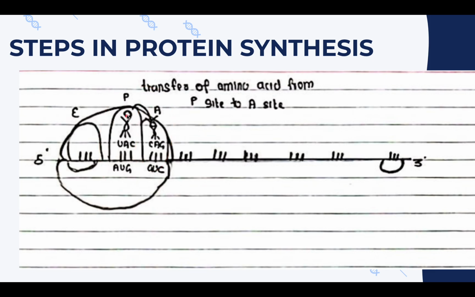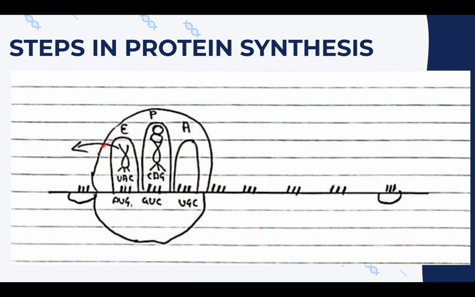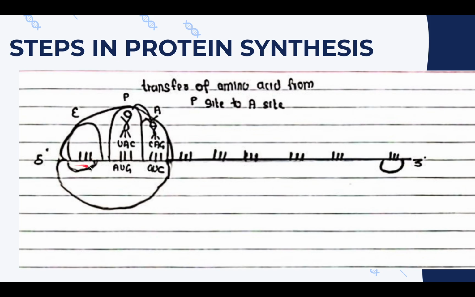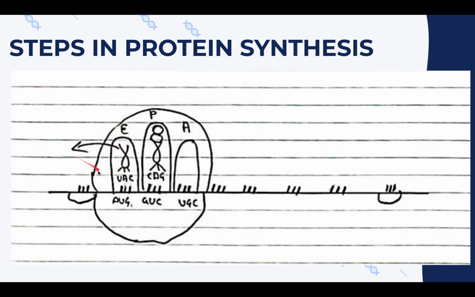When this happens, the amino acid from the first tRNA is transferred to the new tRNA. So this methionine will be transferred to this one, because this is the process of polypeptide formation. Now after it has been transferred, the ribosome shifts one codon. You can see that the ribosome was at this part, and after the amino acid transfer it has moved.